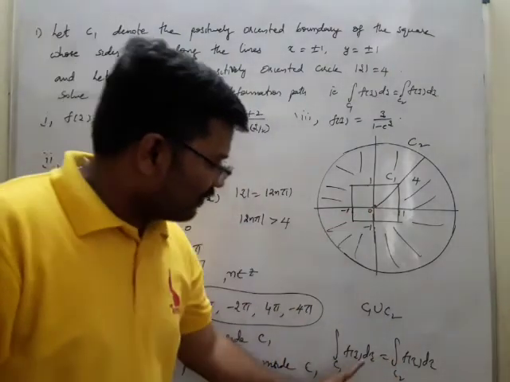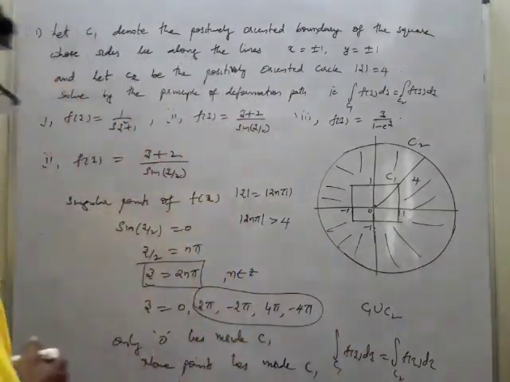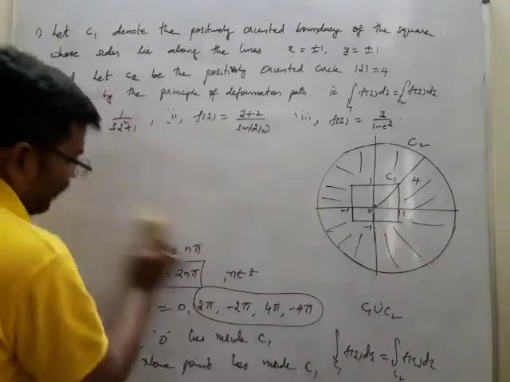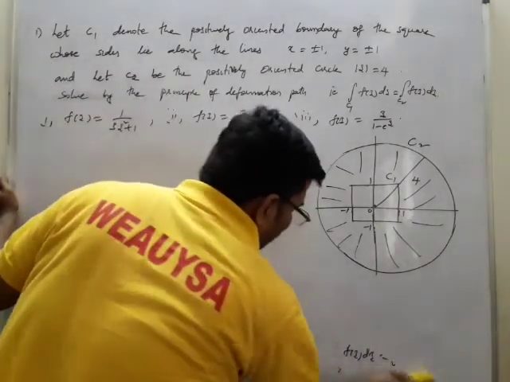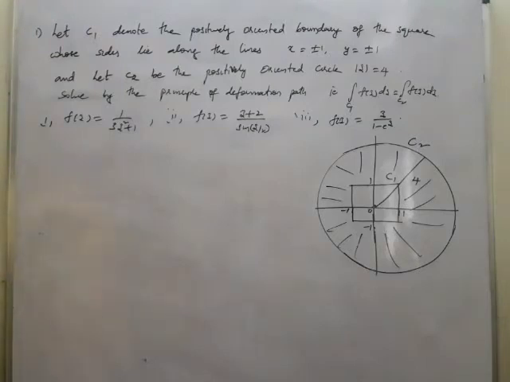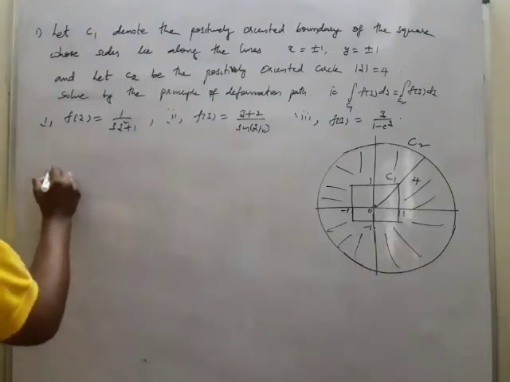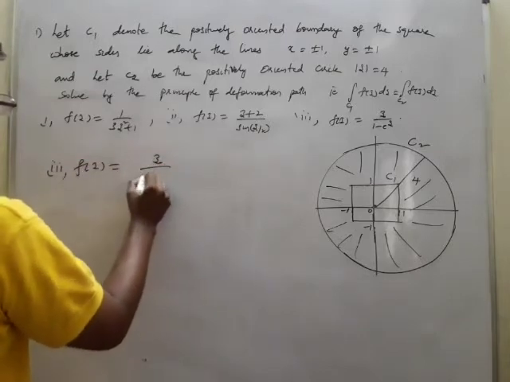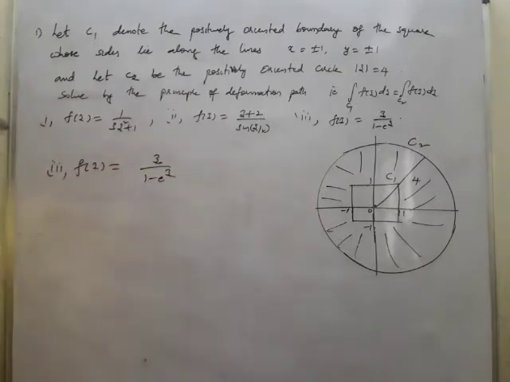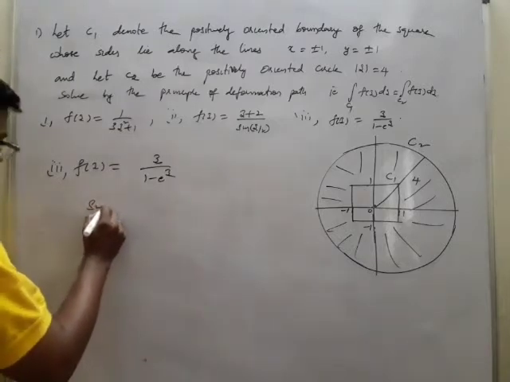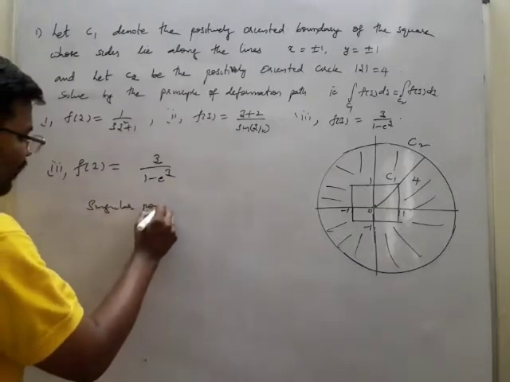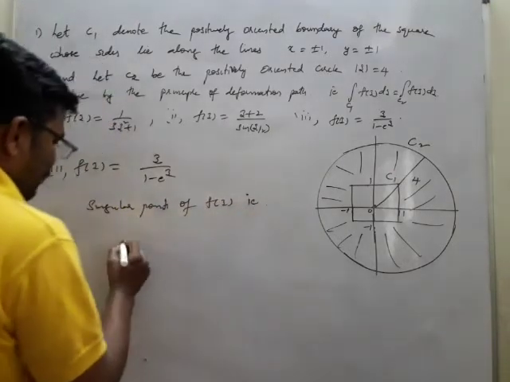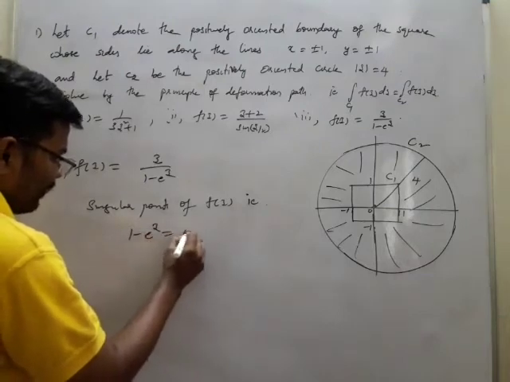So obviously we get the same for C2. This is how the problem number 2 is solved. Now what about number 3? Problem number 3: f of z is equal to z by 1 minus e power z. For the singular points of f of z, 1 minus e power z equals 0.